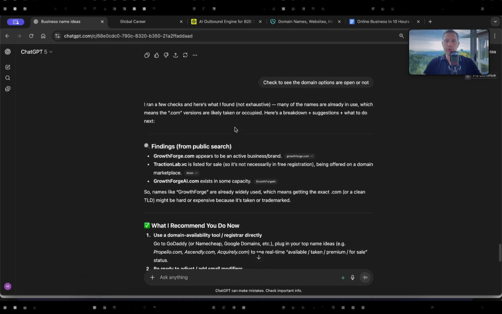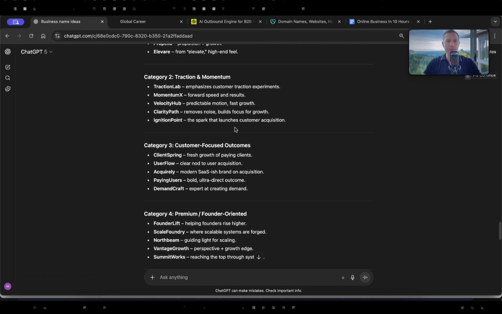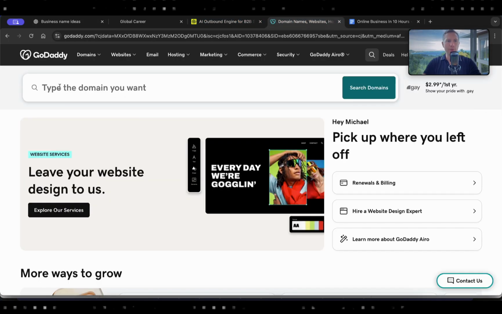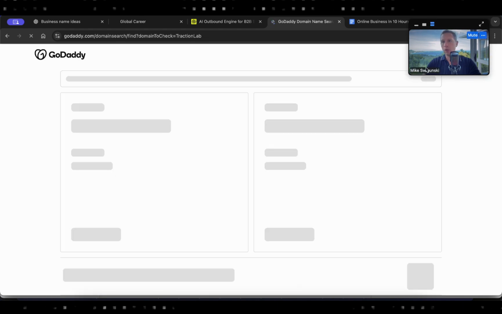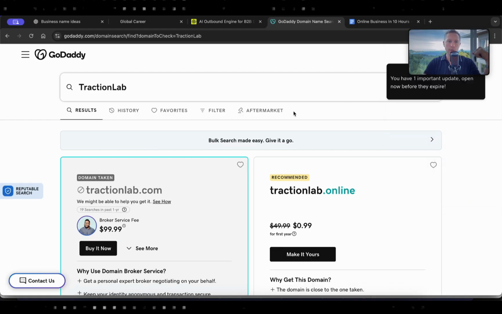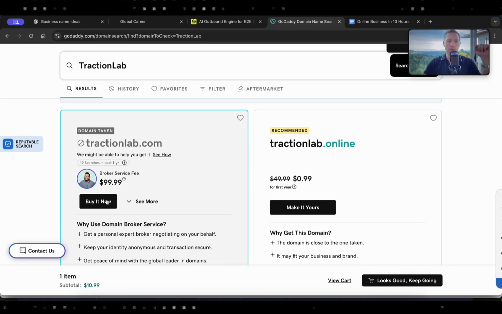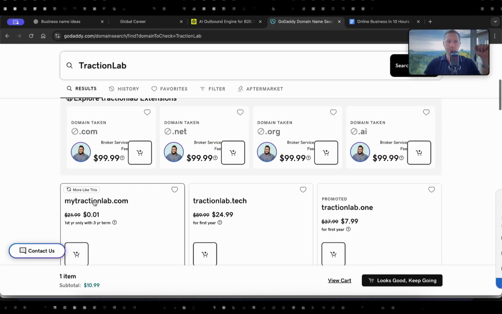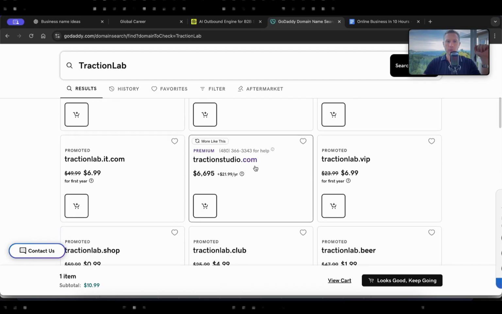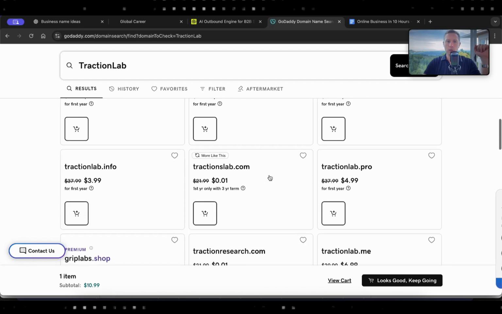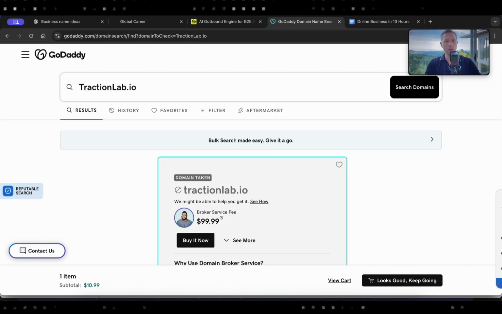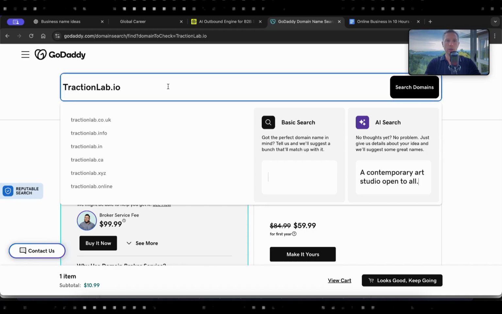All right, so it's not really doing a good search job there. So basically, what I want to do is just see. You don't always need to get the .com. I prefer that just in general. But let's see what Traction Lab is. So tractionlab.com is taken. Let's see what else there is. Traction. You can sometimes get the IO or the AI.